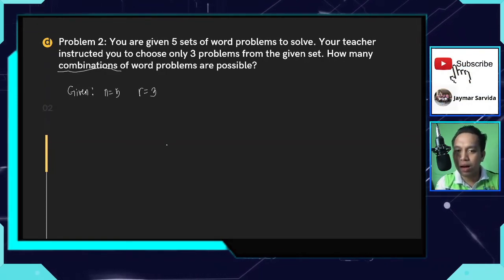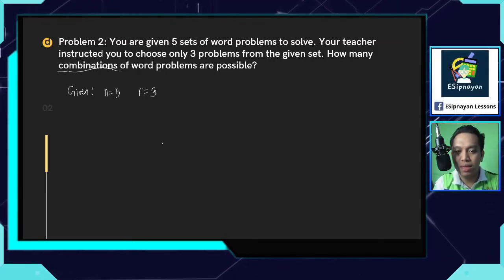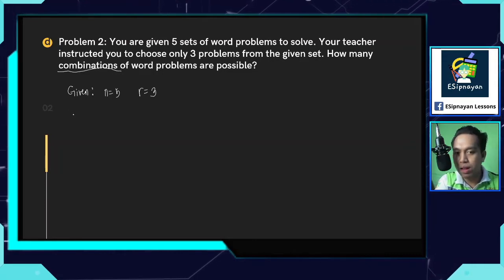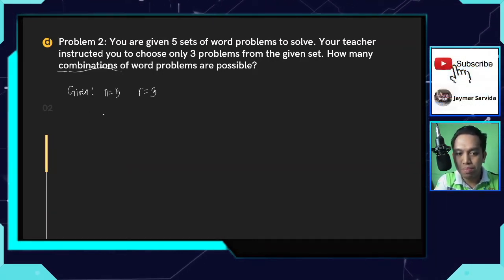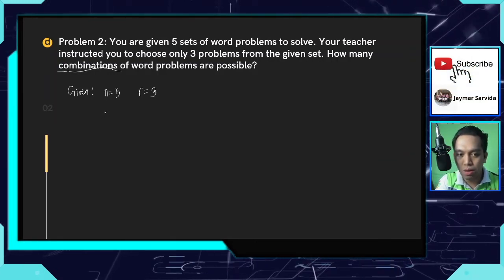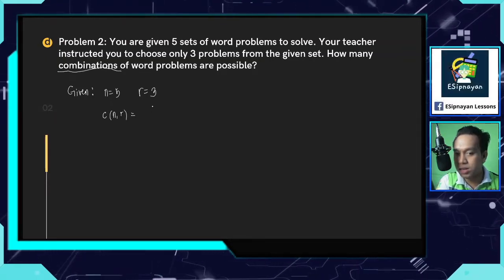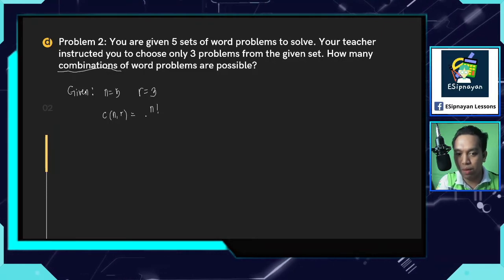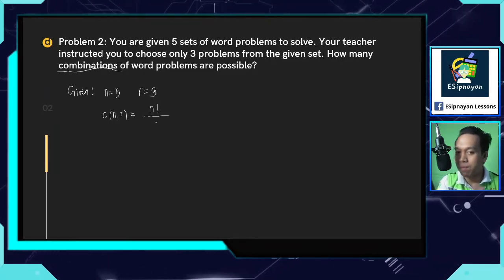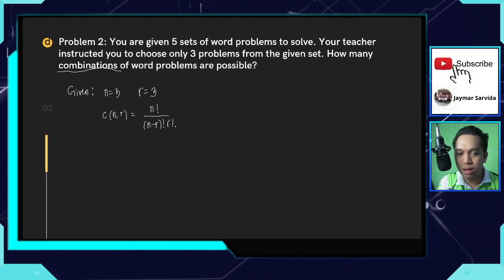Okay, ngayon, alam mo na kung ano yung involved dito, combination. So, gagamitin natin yung formula ng combination. So, ano ba yung formula ng ating combination? Ang formula ng combination is combinations of n objects taken r at a time equals n factorial over quantity of n minus r factorial times r factorial.